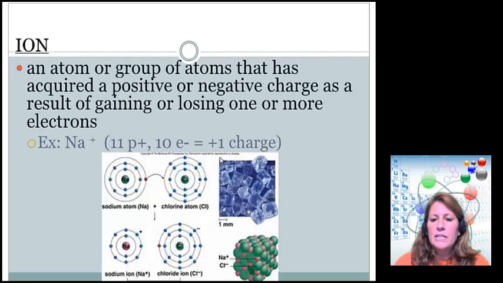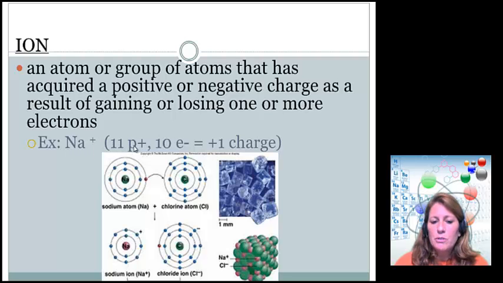Now we talked about an isotope that has a different number of neutrons. Now an ion is an atom or a group of atoms that has a positive or negative charge, and it does that by gaining or losing electrons. So if I take sodium and it has a plus beside it, that's a good indicator that it's an ion. It has some kind of charge.